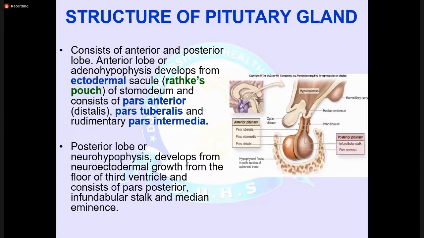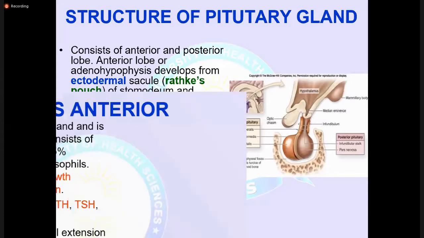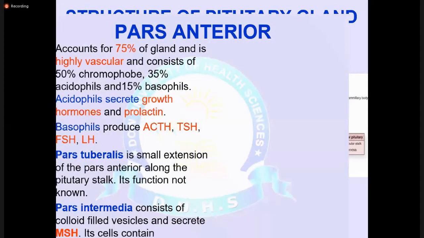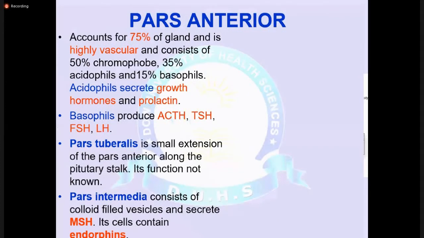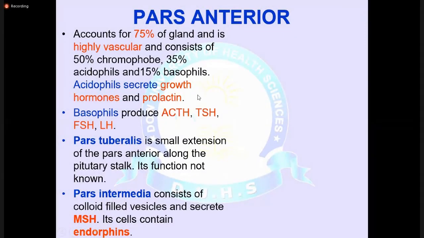The pars anterior has a large number of glandular cells. It's highly vascular, and of the types of cells, 50% are chromophobes, 35% are acidophils, and 15% are basophils. The acidophils secrete growth hormone and prolactin. This is important and frequently asked, the types of cells, because in the clinical setting the tumors are classified based on the type of cells.